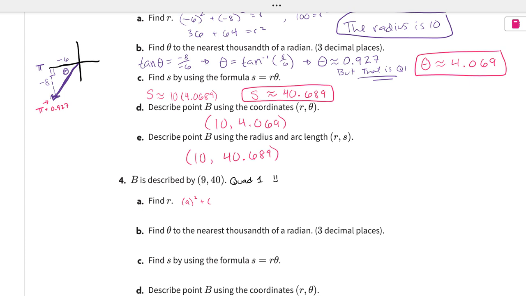So 9 squared plus 40 squared. Well, 9 squared is 81. 4 times 4 is 16. So 40 times 40 is 1,600. So we get 1,681, which is a perfect square. This is another Pythagorean triple. The radius is 41.